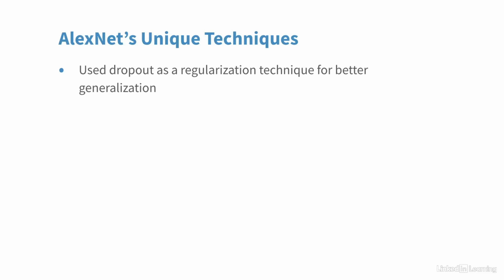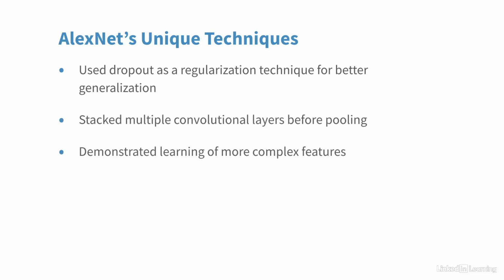It also introduced the concept of stacking convolutional layers. AlexNet demonstrated that stacking multiple convolutional layers before applying pooling could help the network learn more complex features. This is a design choice that has continued to influence future deep learning architectures.